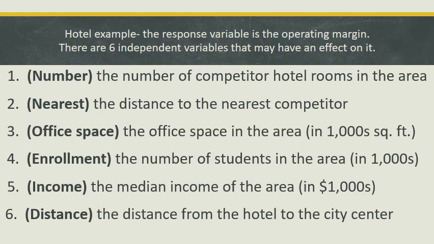And here's where I also like to do things differently from the book. Many textbooks would label these variables as x1, x2, and so on up to x6. I prefer to give them names that help me remember what they are. For example, the first variable is the number of competing hotel rooms in the area. I decided to call this variable number instead of x1. When there are many variables to keep track of, this can help keep it all straight in your mind.